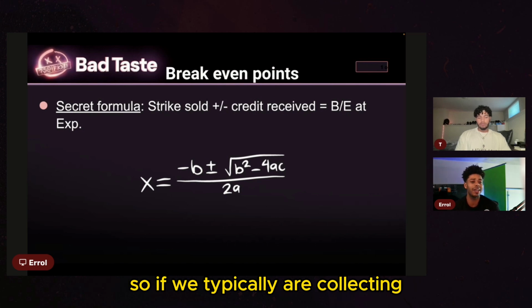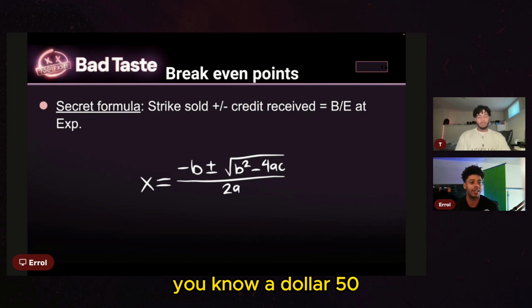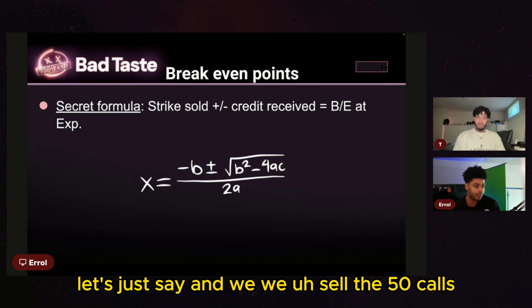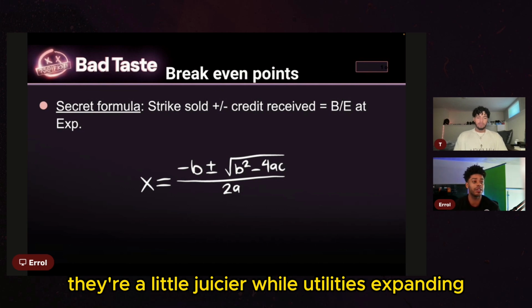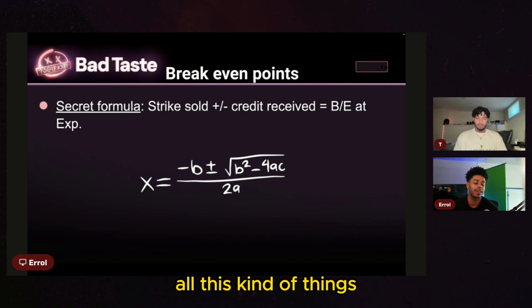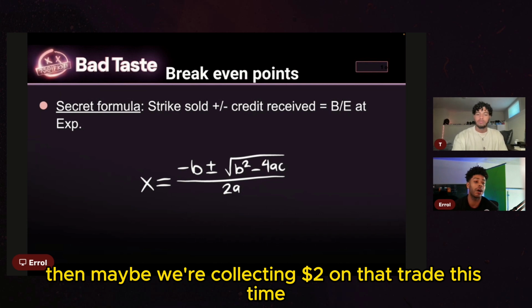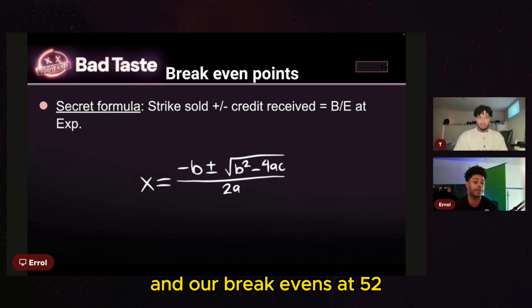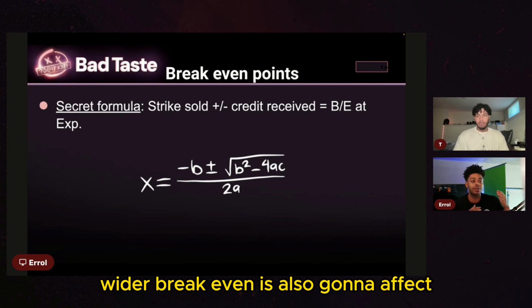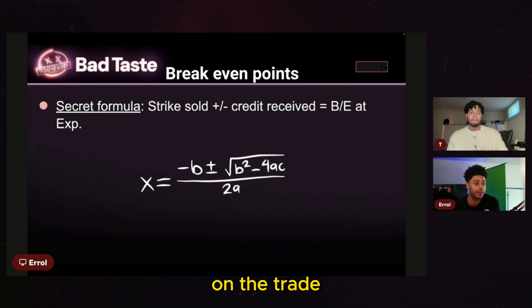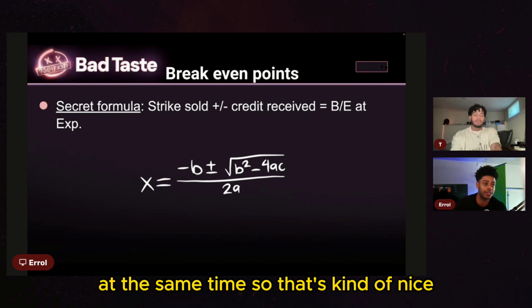So if we typically are collecting $1.50, let's just say, and we sell the 50 calls, our break even is $51.50. But if premiums are pumped up, they're a little juicier, volatility is expanding, then maybe we're collecting $2 on that trade this time, and now our break even's at 52 rather than 51.5, and now we have a wider break even. A wider break even is also going to affect the probability of profit on the trade, so you're going to have a higher POP as well at the same time.